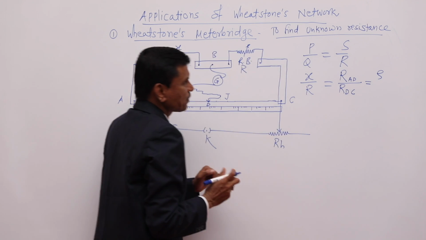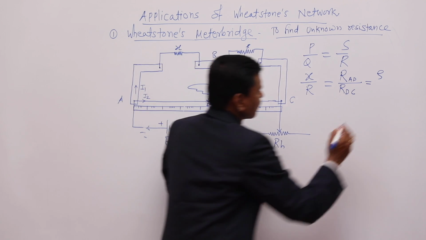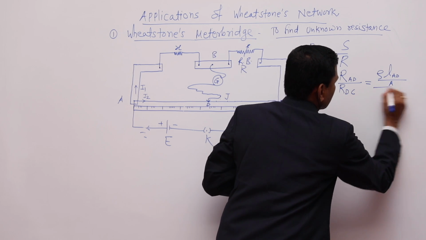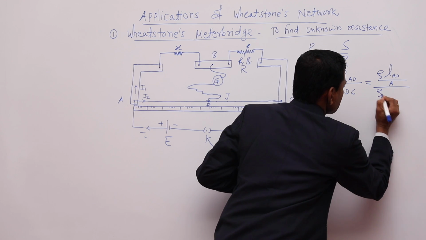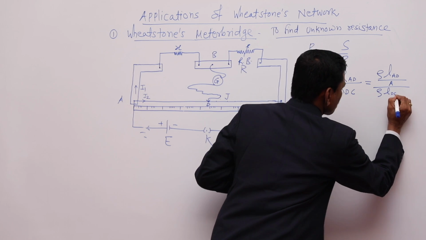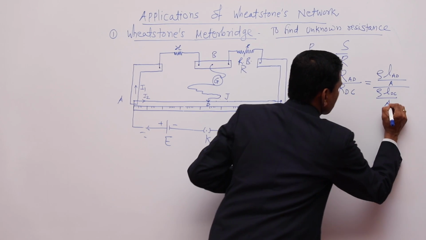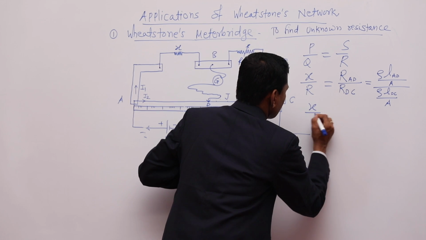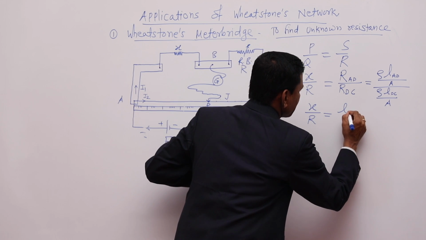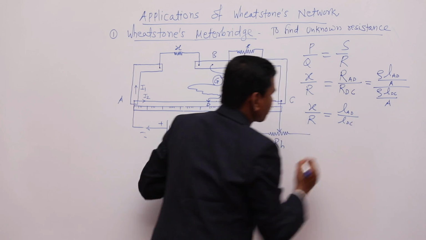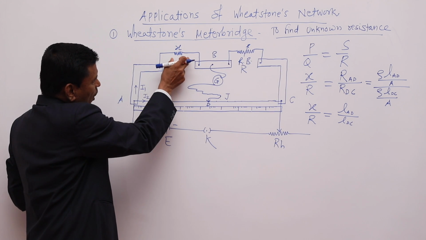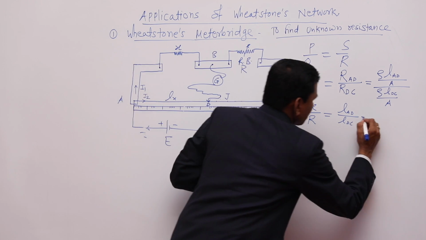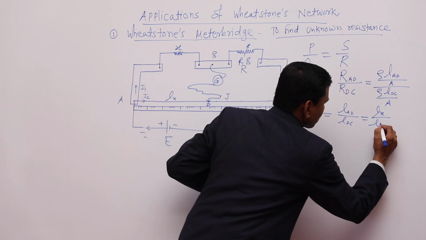Resistance is written in this way: specific resistance into length from A to D, upon area of cross section A. Similarly, specific resistance into length of wire DC upon area of cross section A. So rho and A get cancelled. So what is our equation? See here, X upon R is L AD upon L DC. This L AD is in front of resistance X, we can call it LX. So it is equal to LX, and the remaining length is LR.